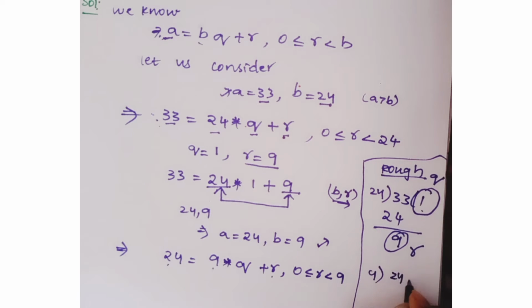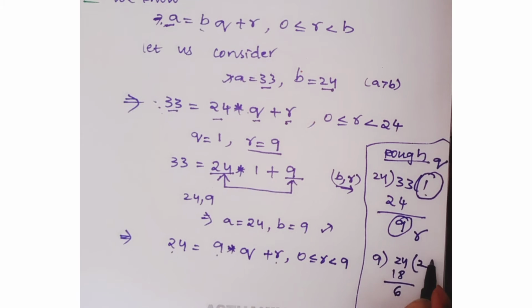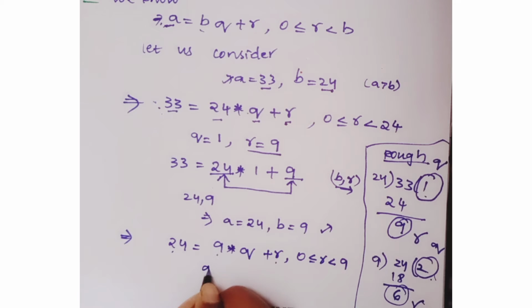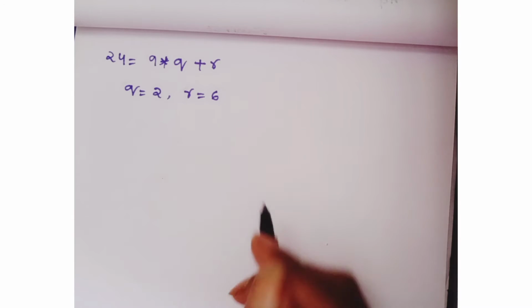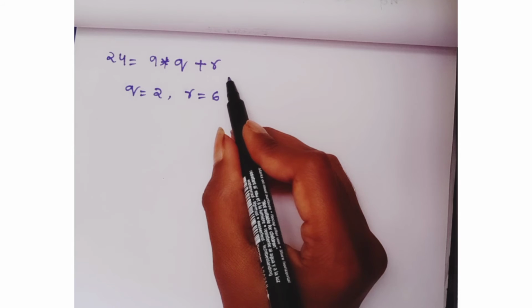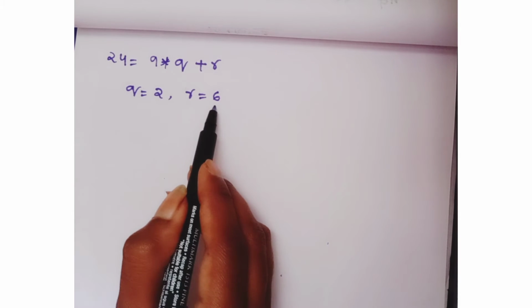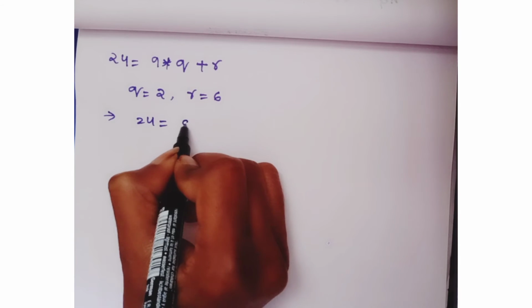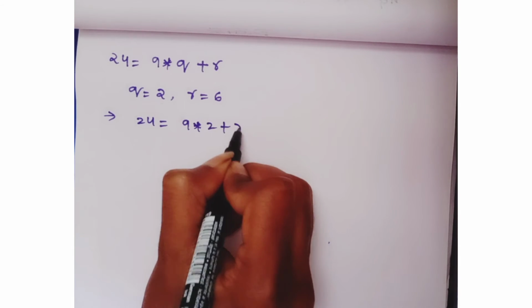So when I divide it, I get 9 twos are 18 and the remainder is 6. So the quotient is 2 and the remainder is 6. So here the quotient value is 2 and the remainder value is 6. So now these are the things which we got on calculation, that is Q equal to 2 and R equal to 6. Now when I substitute in the equation again, 24 equal to 9 into 2 plus 6.